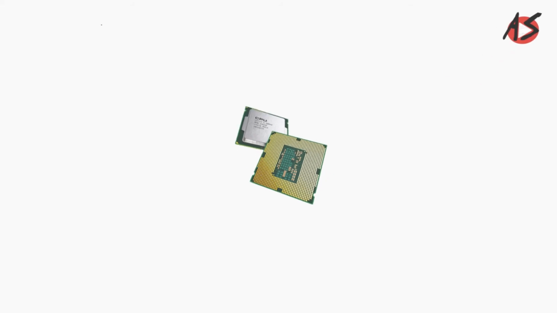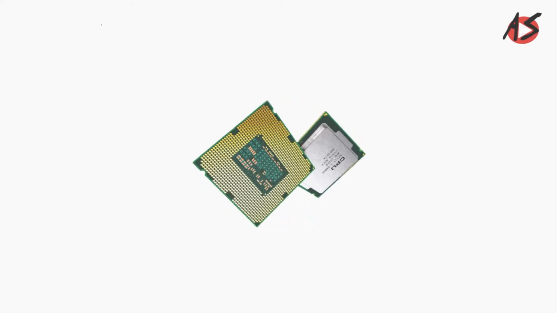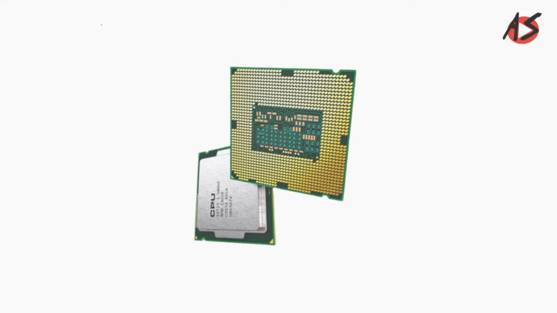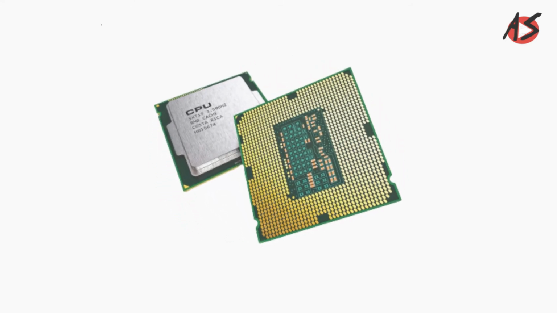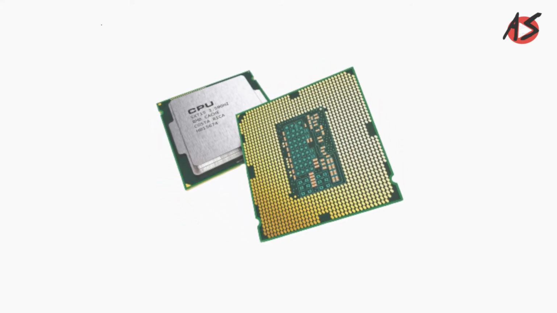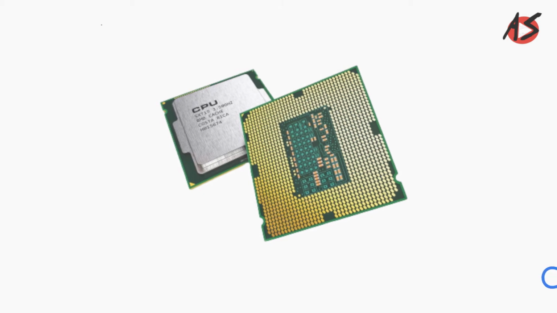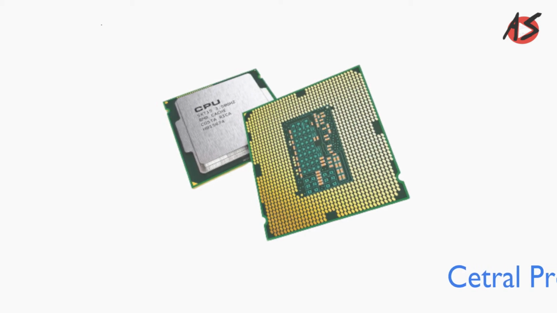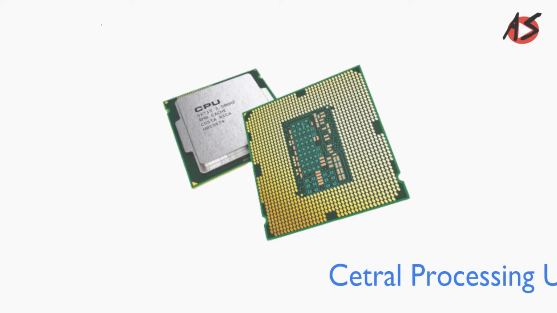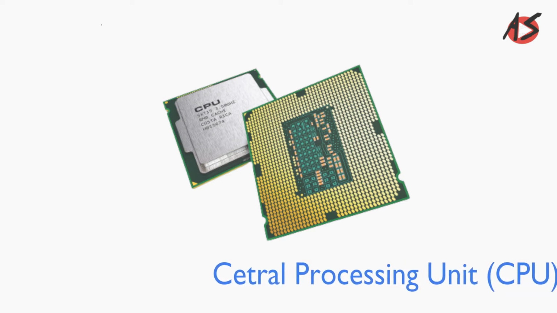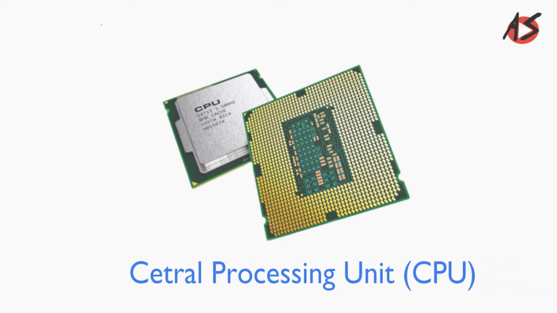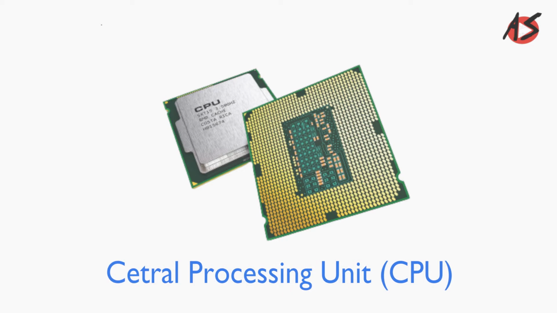Today we will understand how the Central Processing Unit, commonly known as CPU or processor, works in our computer. First we will understand each component used during the process, and in the later part of the video we will take an example to understand it completely. So I request you to watch the video till the end.